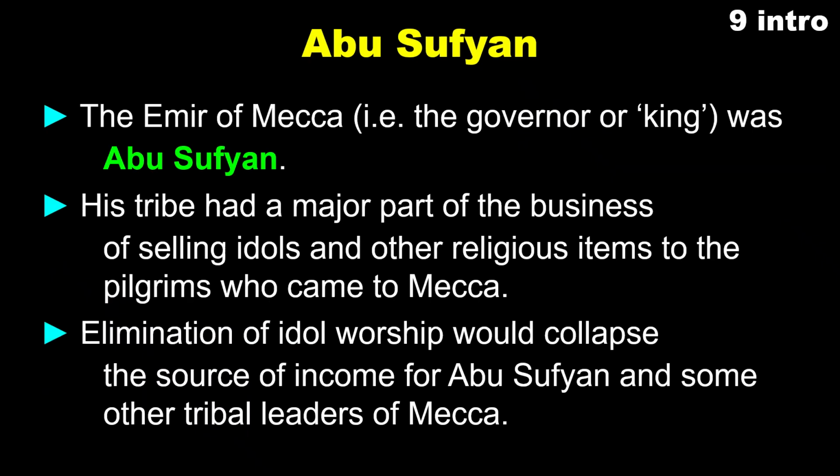In the year 600 Common Era, the Emir of Mecca, meaning its governor or king, was Abu Sufyan. His tribe had a major part of the business of selling idols and other religious items to the pilgrims who came to Mecca. So the prospect of the elimination of idol worship would mean the collapse of the source of income for Abu Sufyan and some of the other tribal leaders in Mecca.